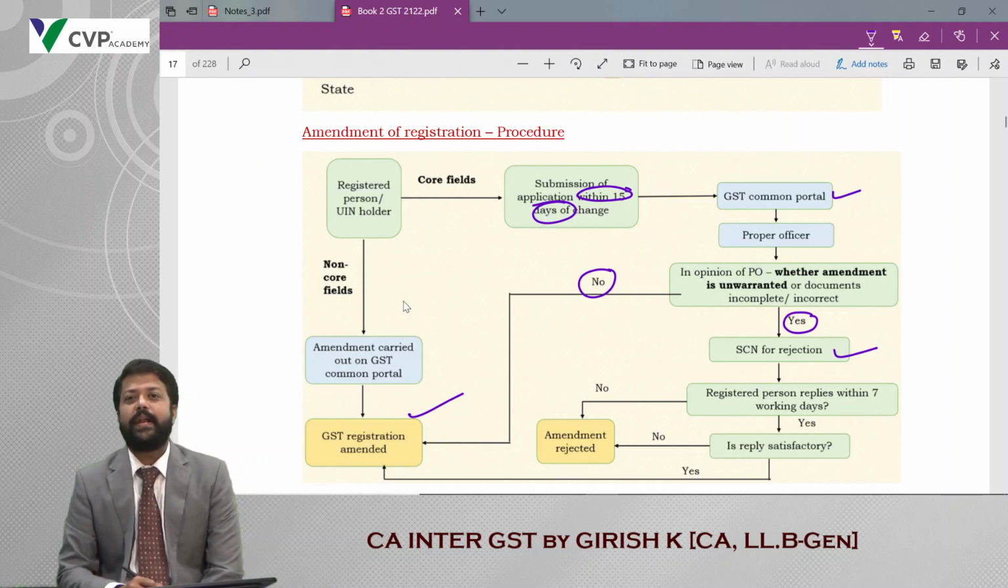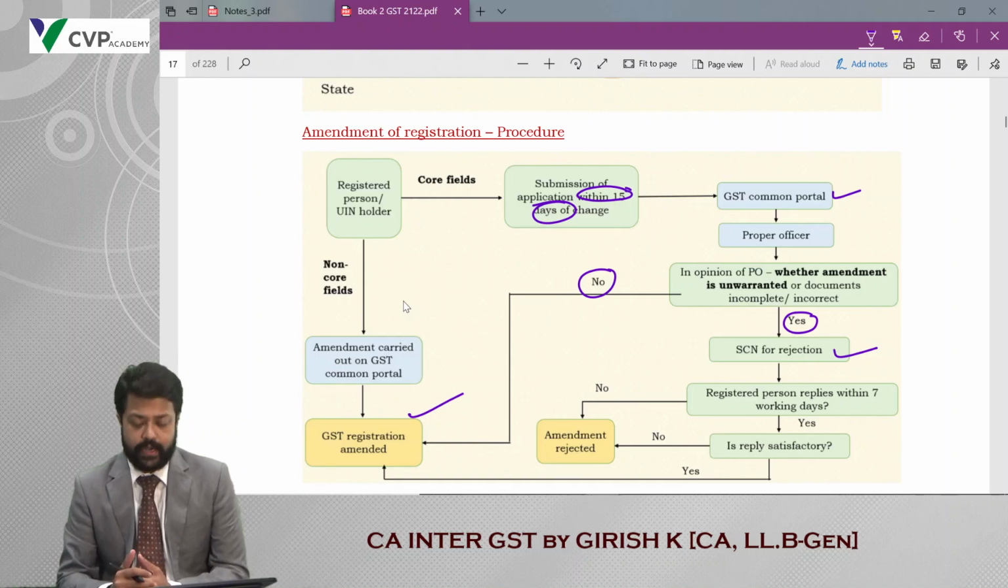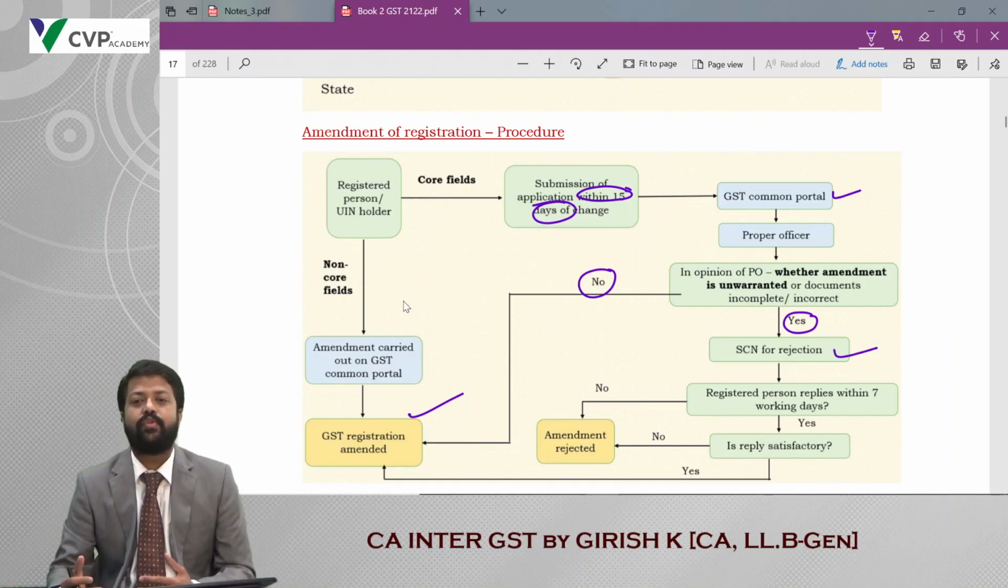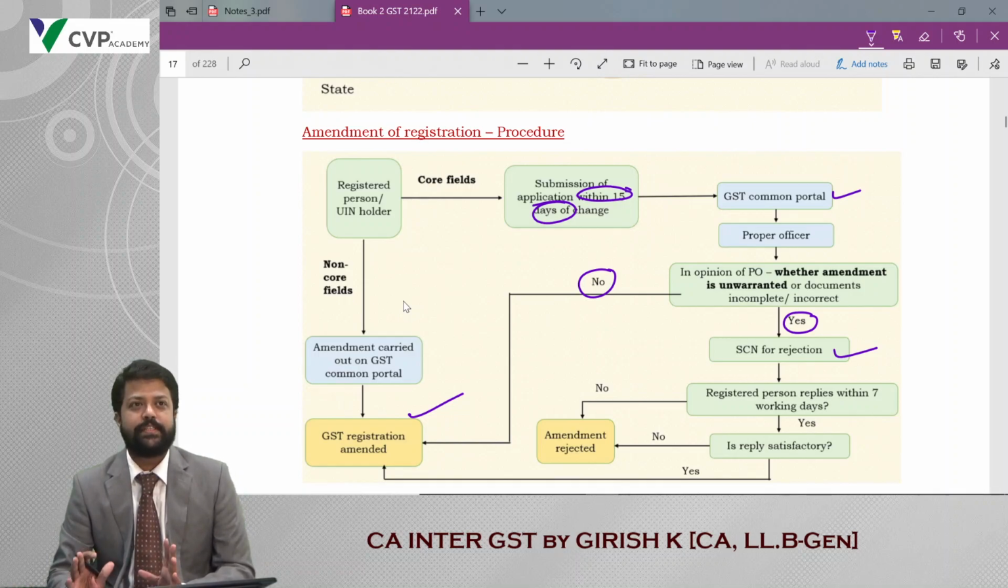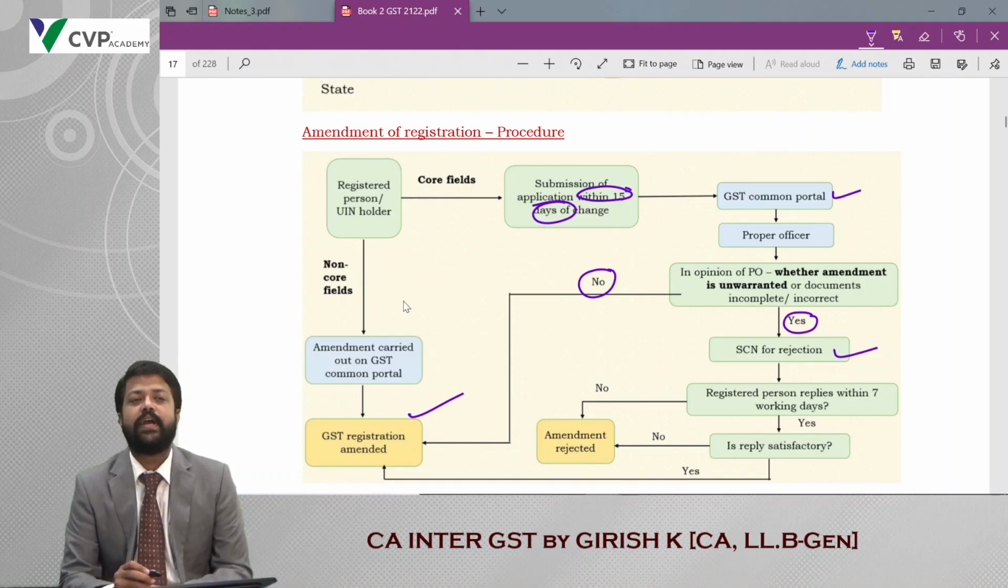It means the amendment is not acceptable to the jurisdictional officer on account of documents being inappropriate, or the amendment not being required or unwarranted. Why is a show cause notice served and why is the amendment not directly rejected? Because it is a principle of natural justice that a person needs to be heard. The right to be heard is to be given to the taxpayer, and that is why the show cause notice is given, and you are required to respond to that show cause notice within 7 working days.